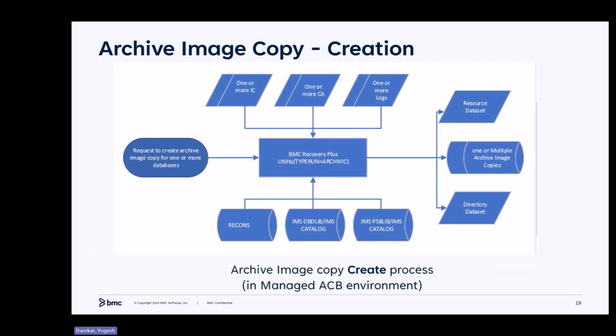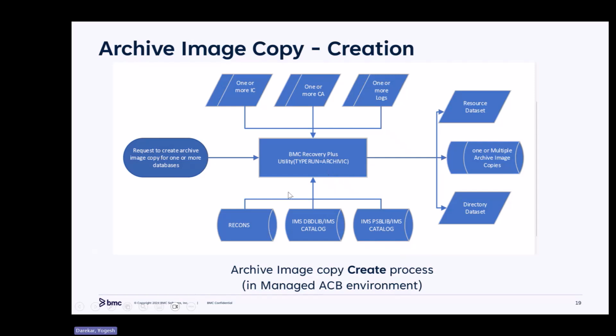This diagram explains that once the user creates, or once we get the request to create, an archive image copy for one or more databases, it takes as input the image copy which is created, then your CAs and your IMS logs. Then you can use your BMC Recovery Plus utility with type run as archive IC.